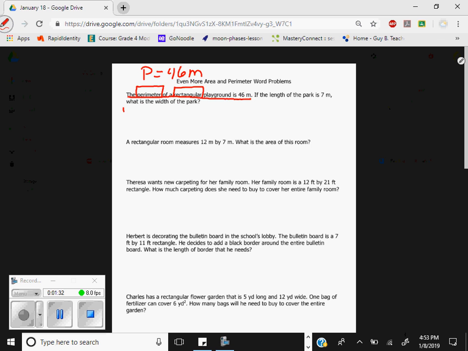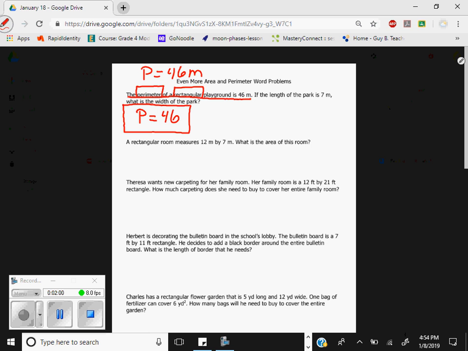So go ahead and draw a rectangle. And I want you to put on the inside of that rectangle P equals 46. Now remember that P stands for perimeter. And perimeter is the measurement of the outside of the shape. So you are going to be adding the sides of this shape. And when you add all four sides of this rectangle, it should give you 46.